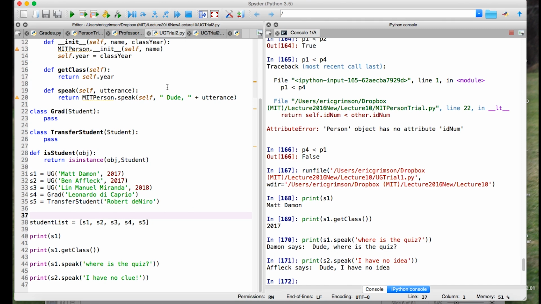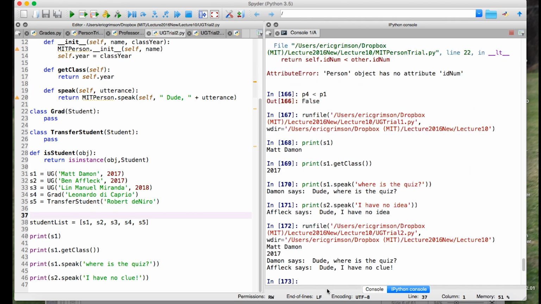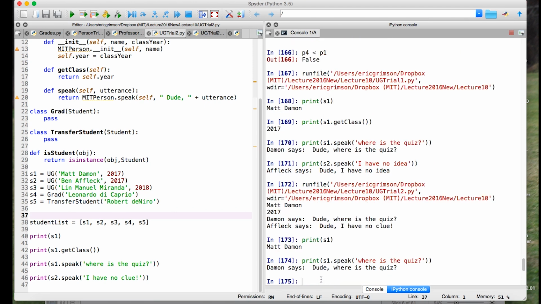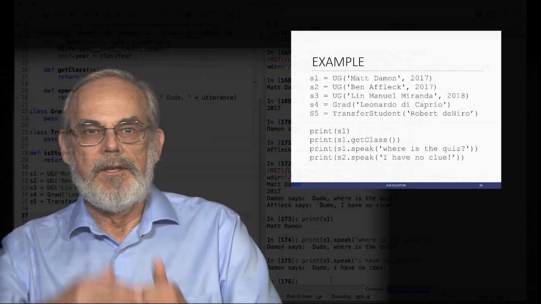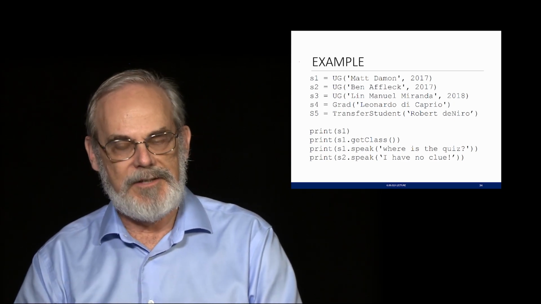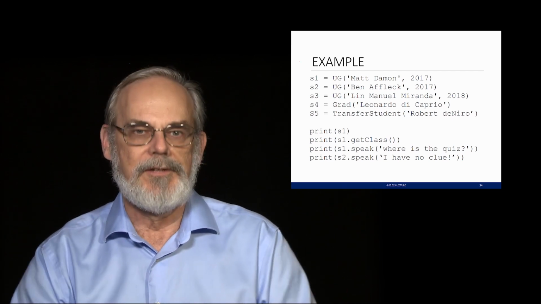And so if I load up a version of that, I can do the same test. I can print out S1, still prints the same way, and I could print out having S1 speak. Where is the quiz? He's still looking for the quiz. Still prints the same way. And if I print S2 speak, again, it still prints out appropriately. Inheriting from the appropriate place. Adding that extra class in there did not change anything because my definitions were still going back to MIT person to get the underlying speak method.